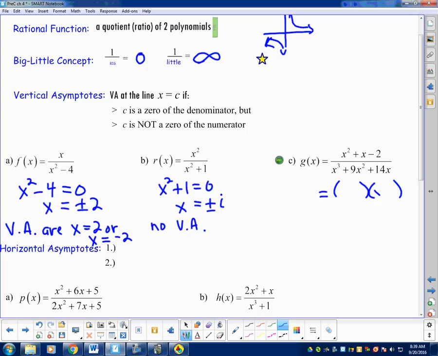-1 and +2. And then on the bottom, how can we factor the bottom? Do you see a common factor there? What's common to each one of these? Looks like x could come outside. I'm left with x squared plus 9x plus 14.